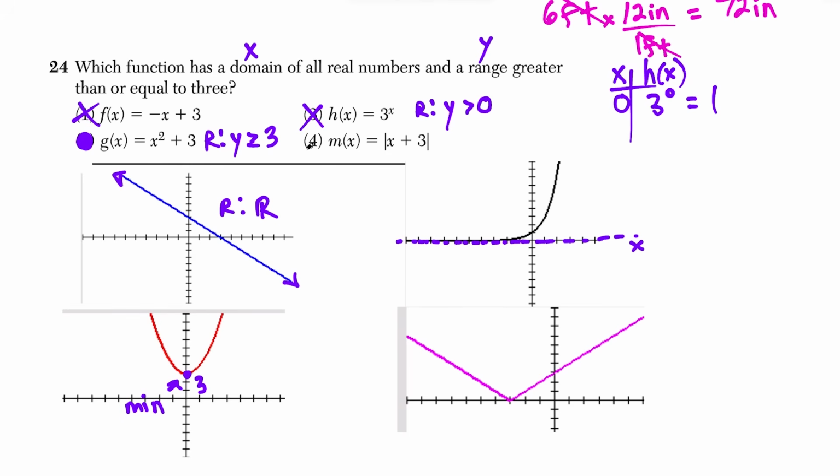And now, finally, for choice 4, the domain is all real numbers because the V for the absolute value goes all the way left and all the way to the right. But the range, notice that the minimum value is here at (-3, 0). So the min value is y equals 0. That would tell us the range here is y is greater than or equal to 0. So that's why 4 is out. Choice 2 is definitely our answer.